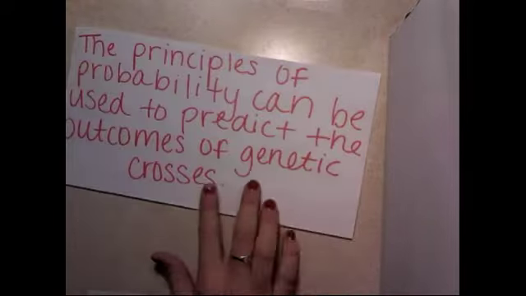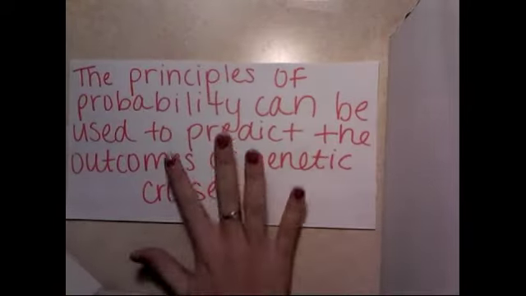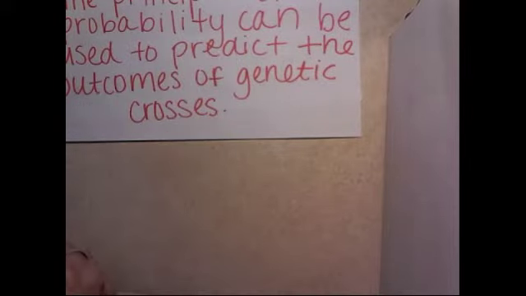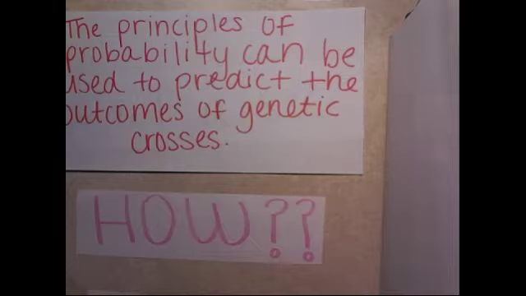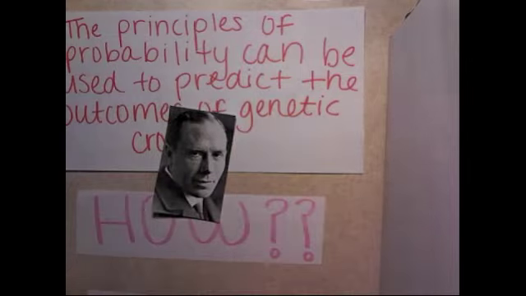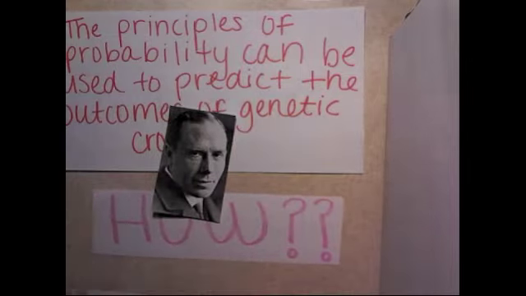But wait a second. What does probability have to do with genetics? Well, the principles of probability can be used to predict the outcomes of genetic crosses. Now, I know what you're thinking. Miss P, how do I predict these outcomes? Well, you can thank this guy for creating a method for us to get that accomplished. His name is Reginald Punnett, and he's the creator of the Punnett square.